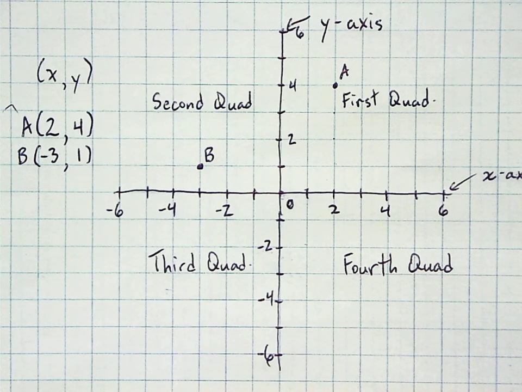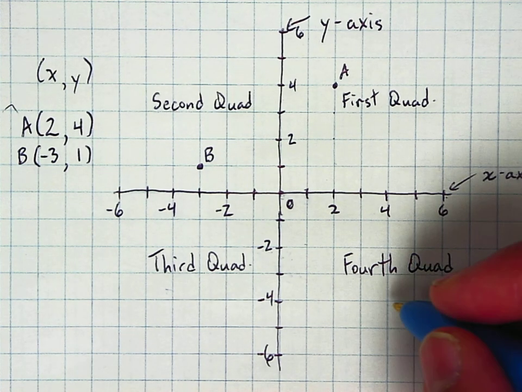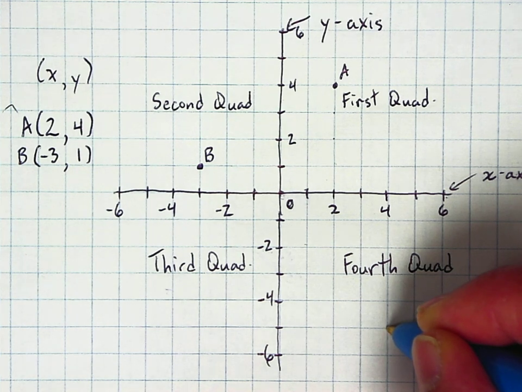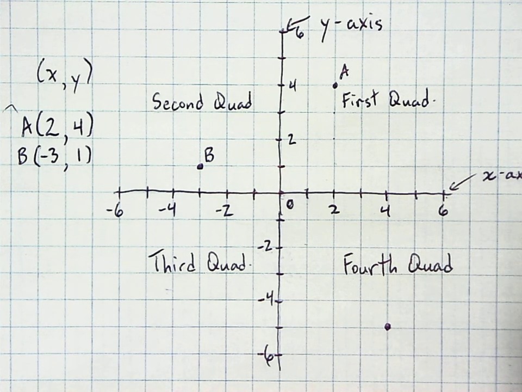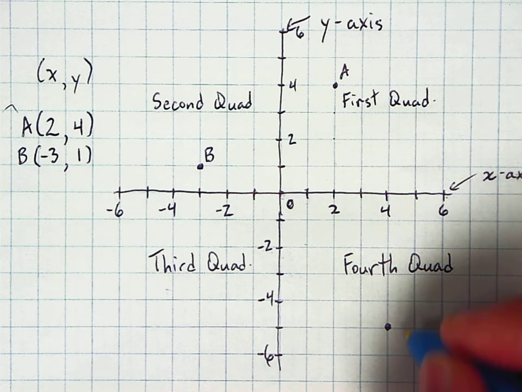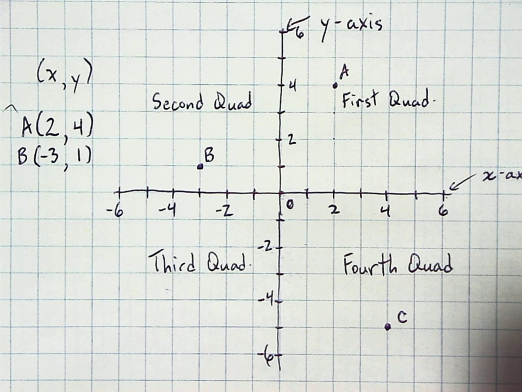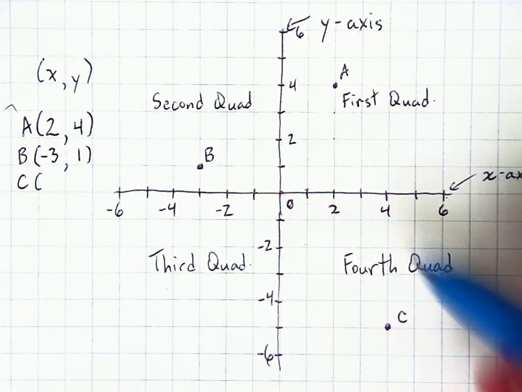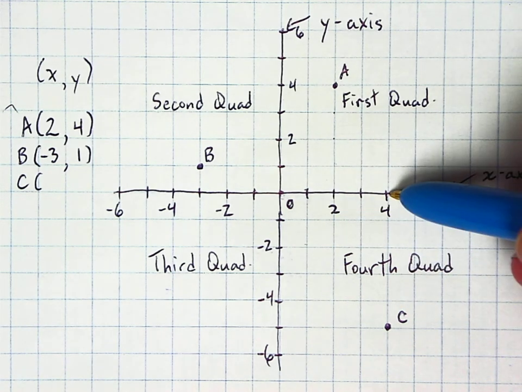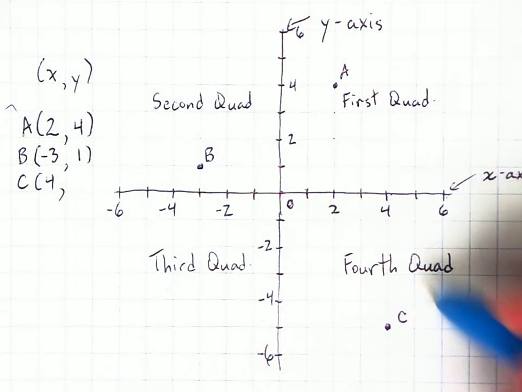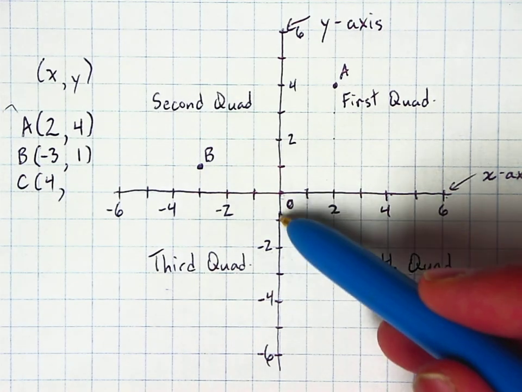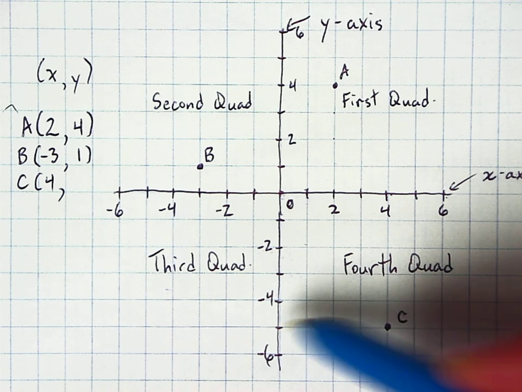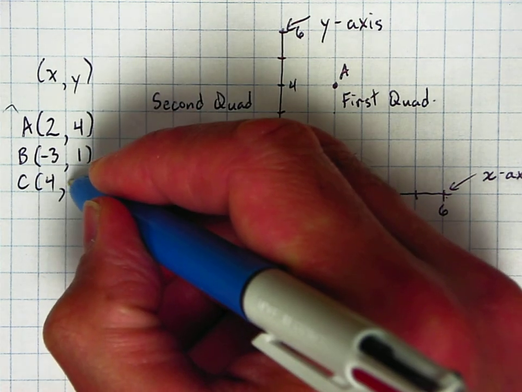Now let's say I have a point that is right here. I'll give you a moment. I'm going to call that point C. And you can say to yourself what you think that is. I know that C is at 4. Always do the x first. So 4. And it is going down, so that will be negative, so it is at -5.